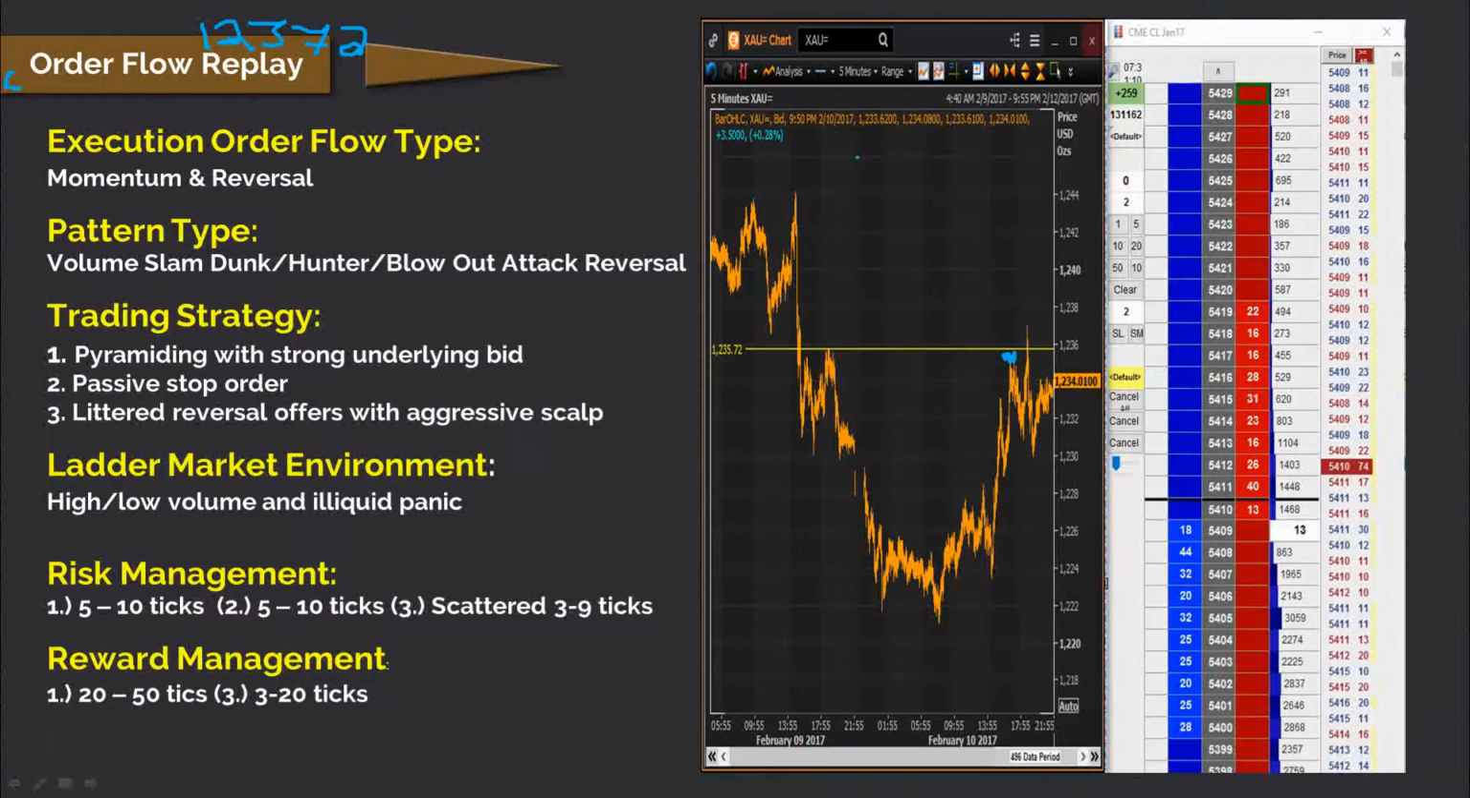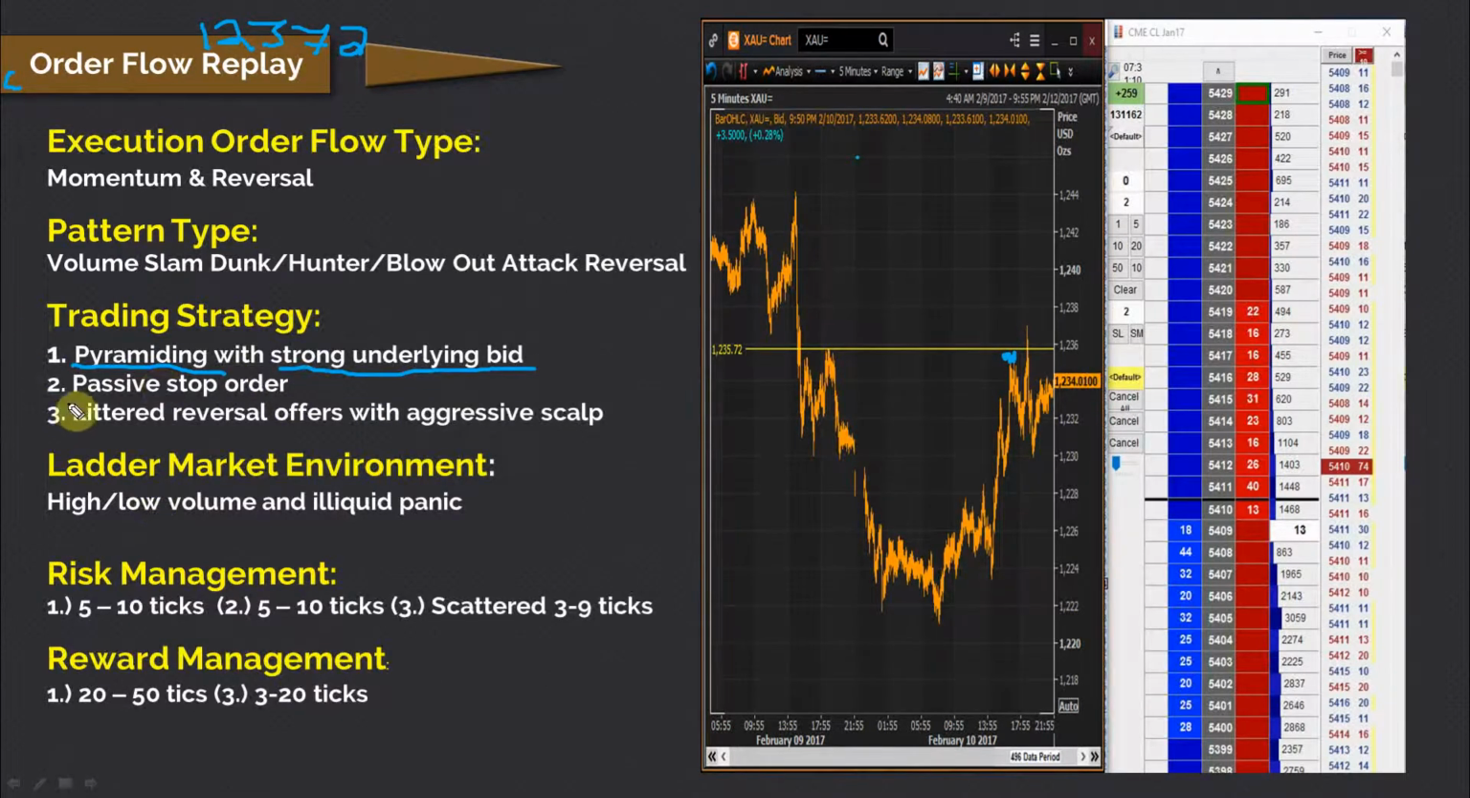So just to really summarize everything up over here, we looked at the volume slam dunk. So volume slam dunk is when you start increasing your size into a level because you observe a high volume or a buyer coming into the market into a level that you deem as a potential stop, which was the 1235s. So what you're doing essentially is pyramiding into your position, provided there's a strong underlying bid.